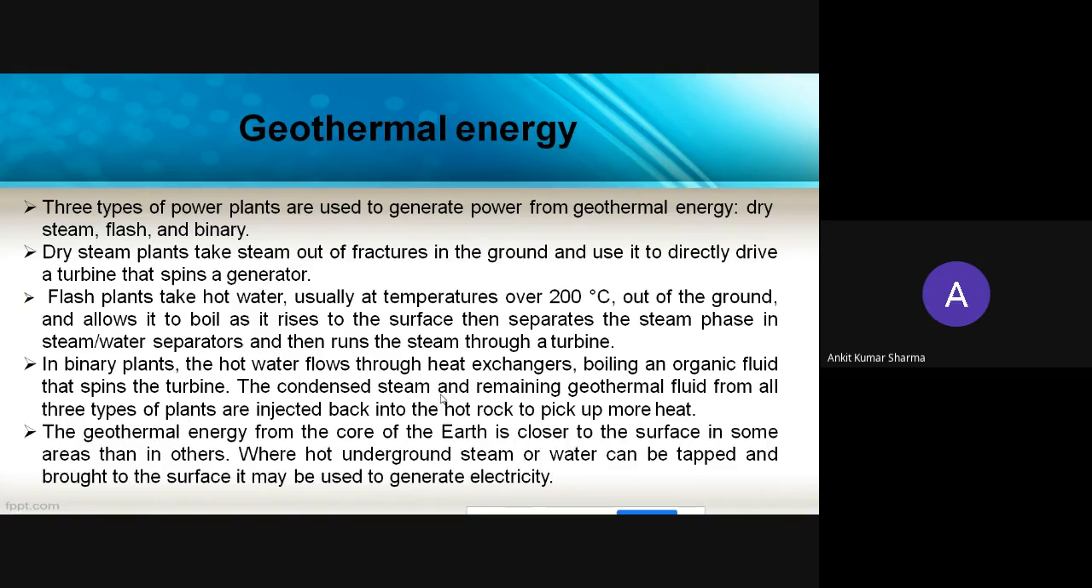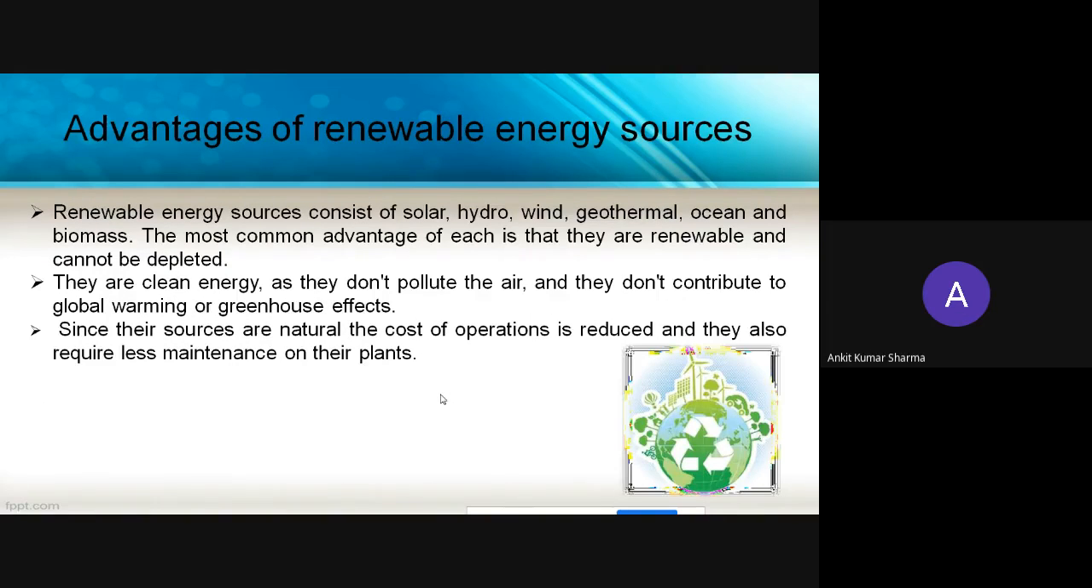So the geothermal energy from the core of the earth is closer to the surface in some areas than in others, where hot underground steam or water can be tapped and brought to the surface. It may be used to generate electricity. So that is the basic concept and basic operation of geothermal energy.